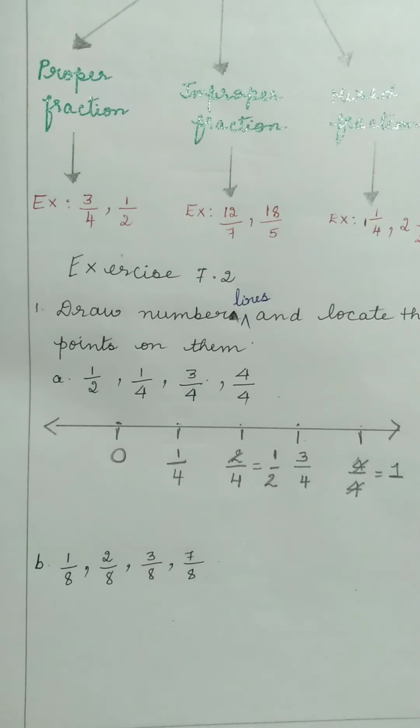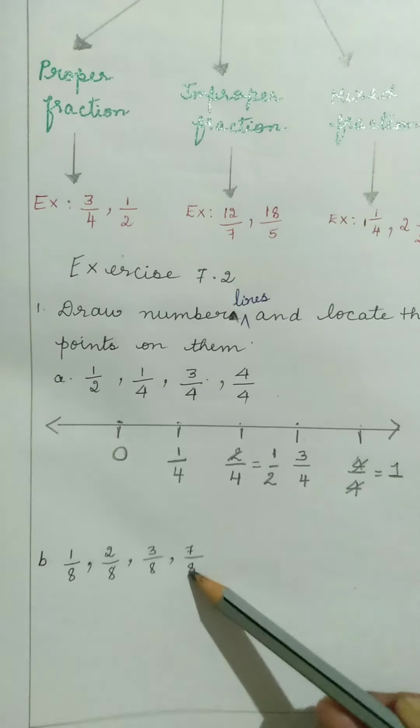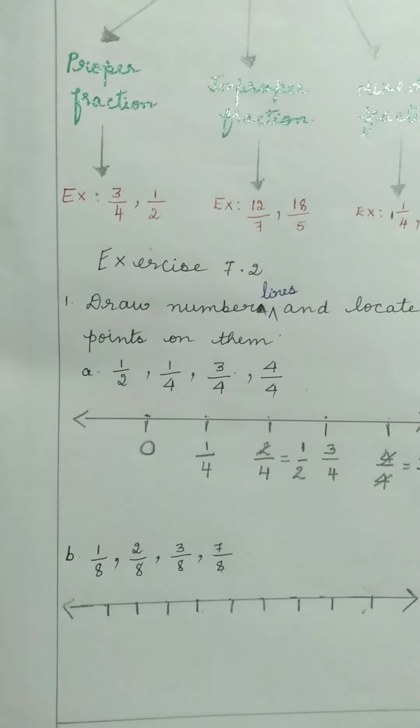Second question, we have to show these numbers on the number line such that the fractions are 1 by 8, 2 by 8, 3 by 8 and 7 by 8. Again, these numbers are greater than 0 and lesser than 1, so they should lie between 0 and 1. Therefore, we divide the gap between 0 and 1 into 8 equal parts. Draw a straight line and mark each point with a 1 centimeter difference.